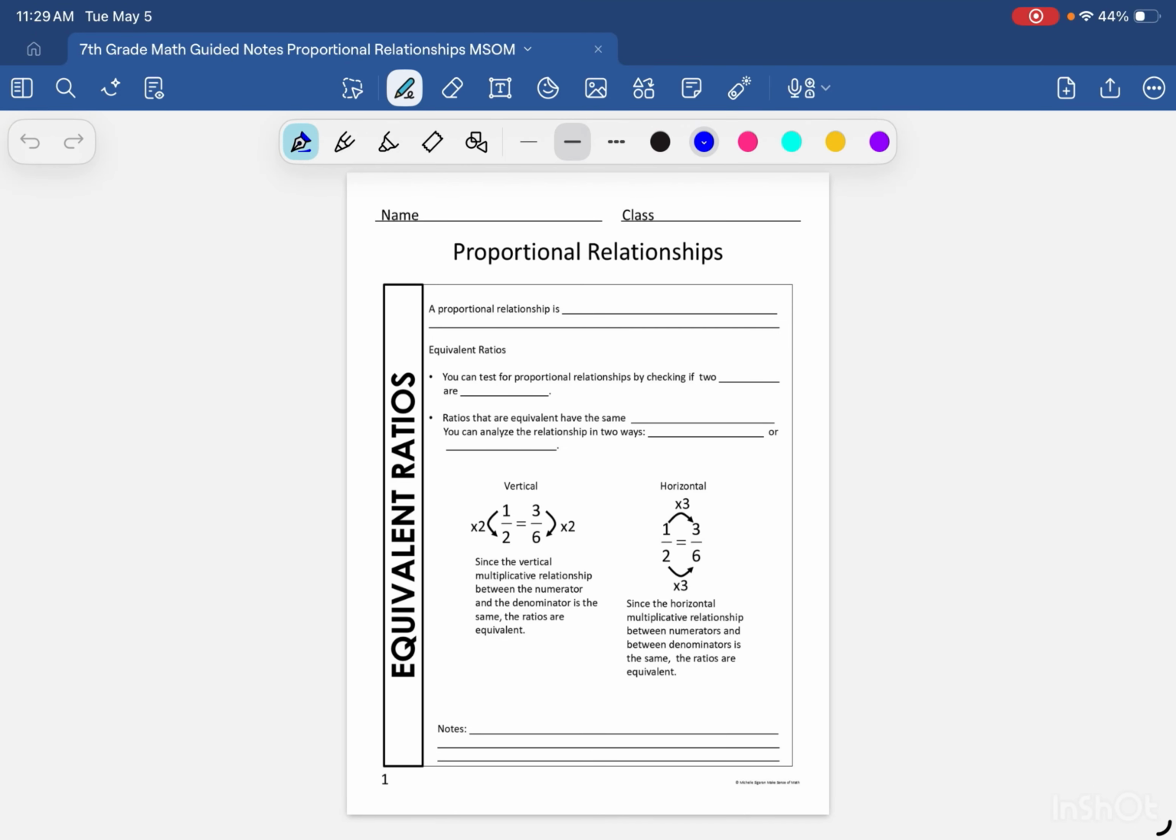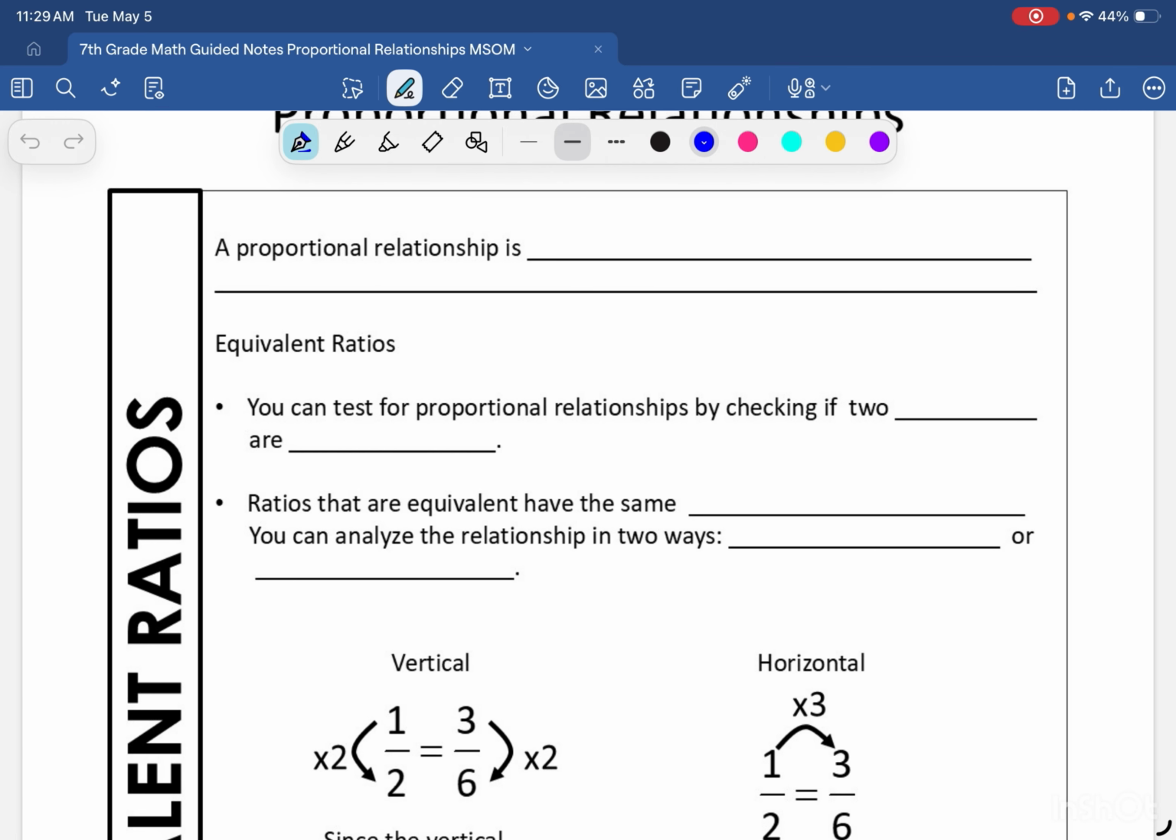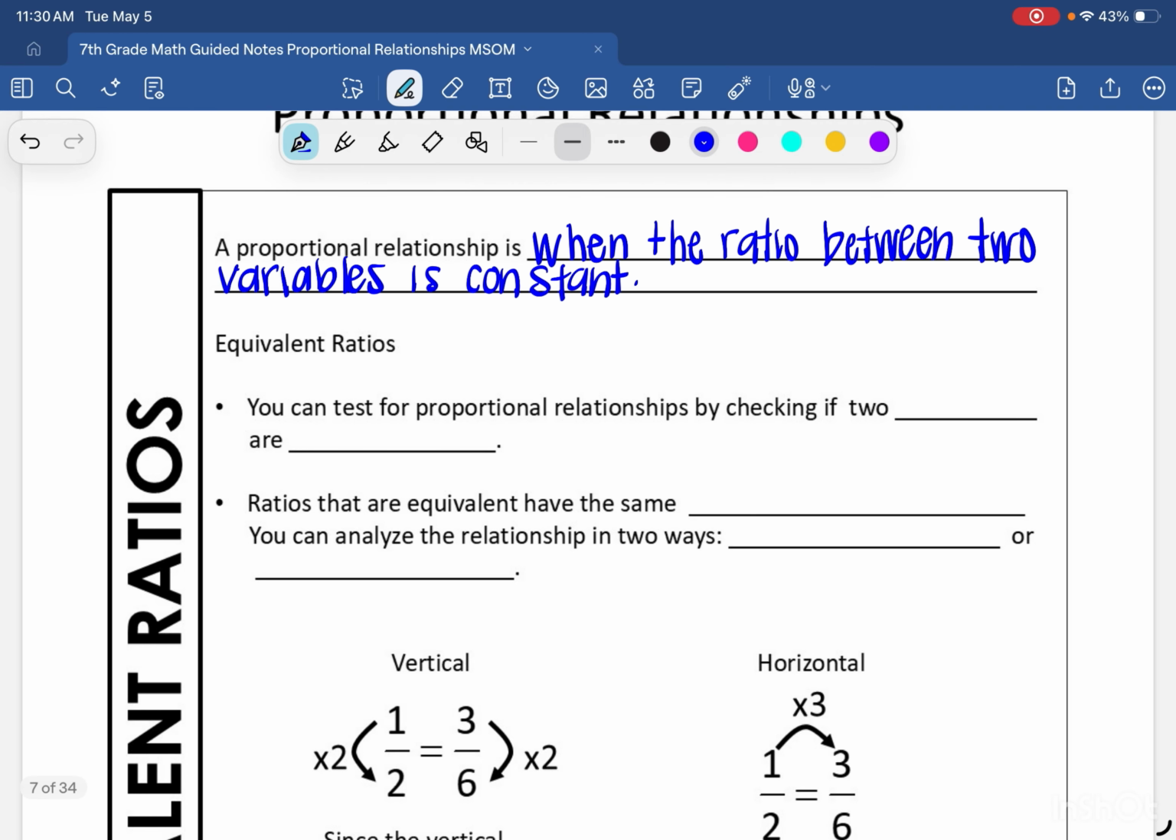Everyone, these are the proportional relationships guided notes. We are going to start by defining a proportional relationship, and then we're going to dive deeper into what that actually means. A proportional relationship is when the ratio between two variables is constant. Let's talk about what that actually means.